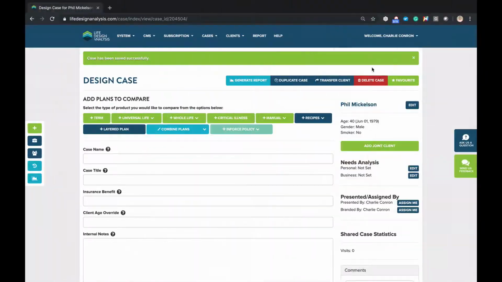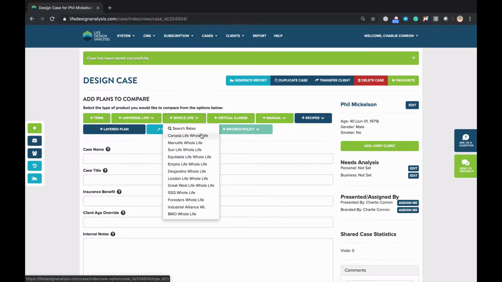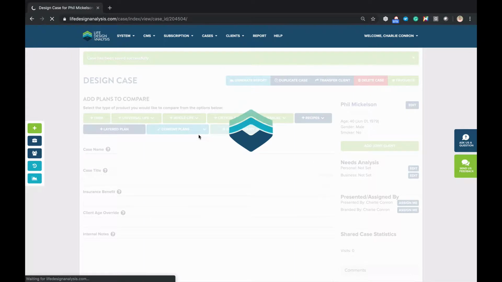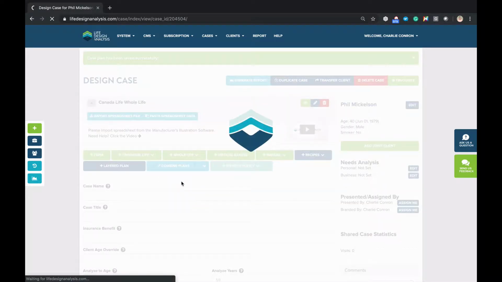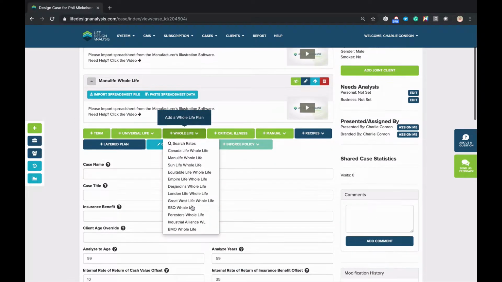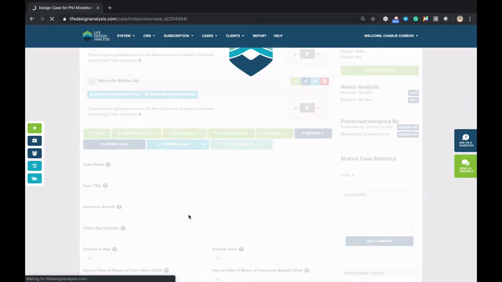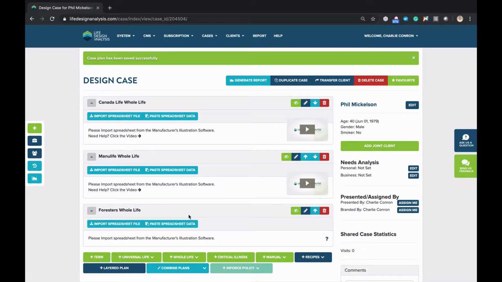Now, to do any of these sort of product comparisons, and these are kind of how you find these product hacks, again, you want to do your due diligence. So again, I'm going to add the 3 different whole life plans here. One's going to be a Canada Life, one's going to be Manulife, and the third one is going to be Foresters. Okay, so I've gone ahead and added those.